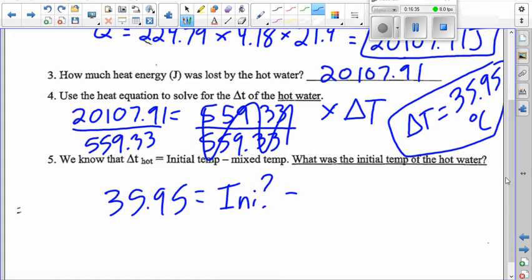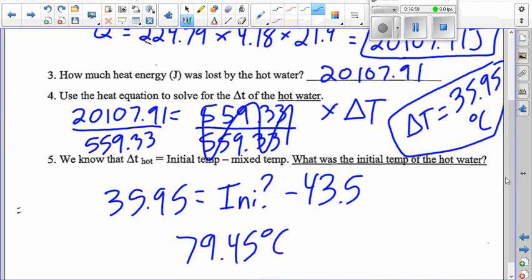What was the mixed temperature? 43.5. Was it 43.5? Is that right? Yeah. I add 43.5 on both sides. This should come out to be close to 79. 79.45, it looks like. Is that right? Yeah, 79.45. And that must be how hot the coffee pot water is.